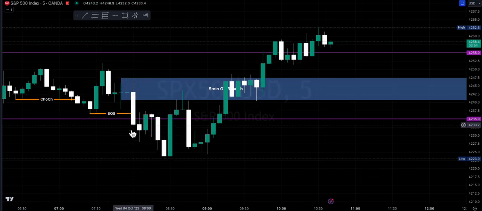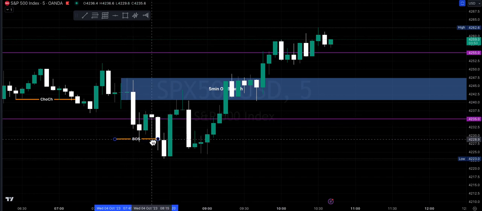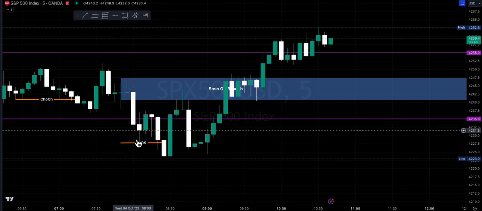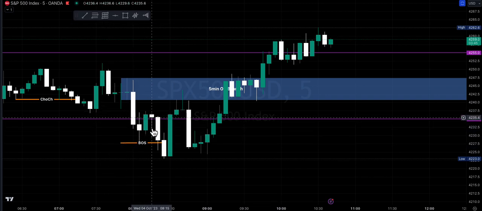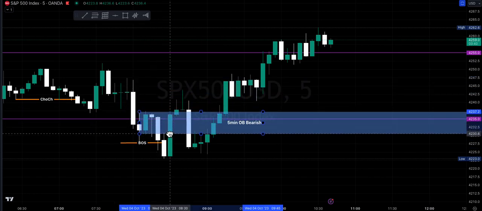Same goes over here. We continue to push down. All right. We saw this over here. There was another break of structure there because we had this low and then we pushed higher and then we broke it again. So now that became another order block there.